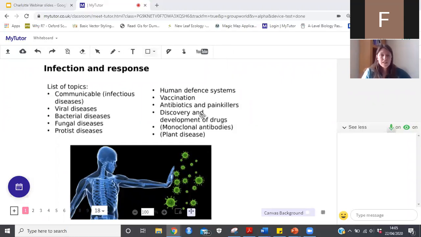So let's have a recap of the infection and response module, what that includes and what we've gone over in the last couple of sessions. We looked at communicable or infectious diseases. So we talked about what those are: diseases that can be passed between humans or between humans and other organisms, so animals as well.